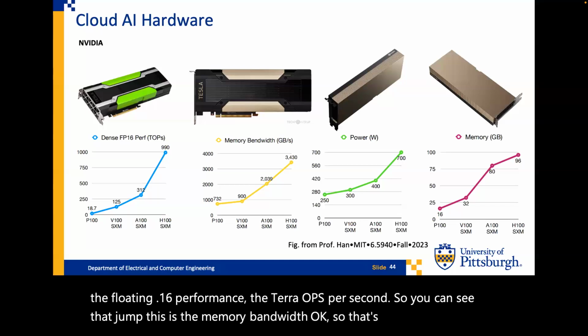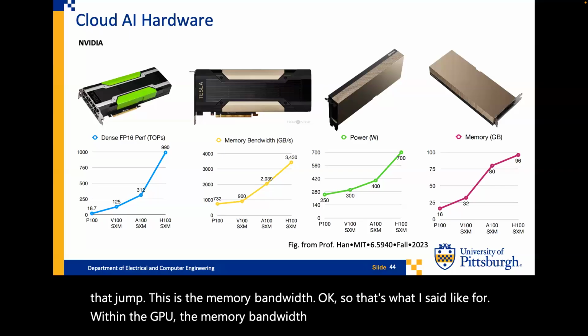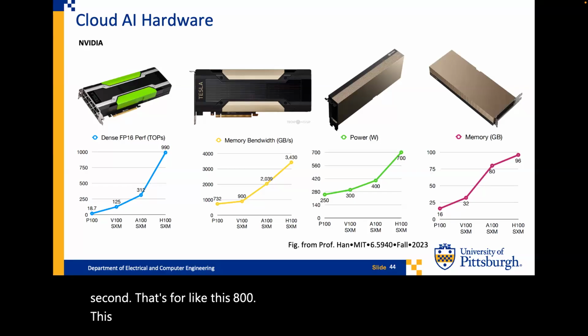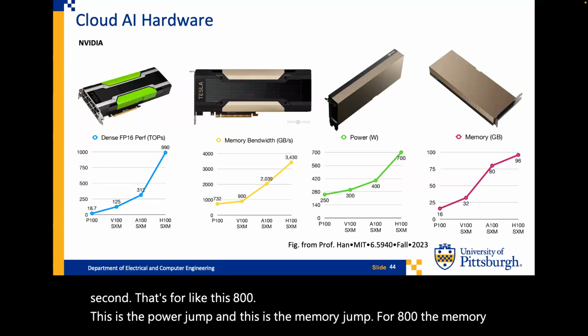Within the GPU, the memory bandwidth is about 3,000 gigabytes per second. That's for this H100. This is the power jump, and this is the memory jump. For A100, the memory was about 80 gigabytes.